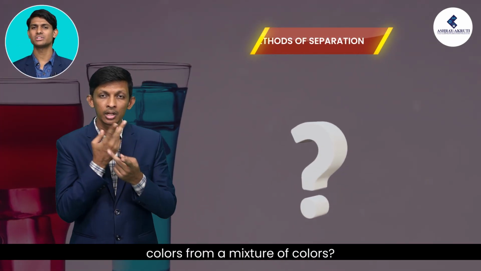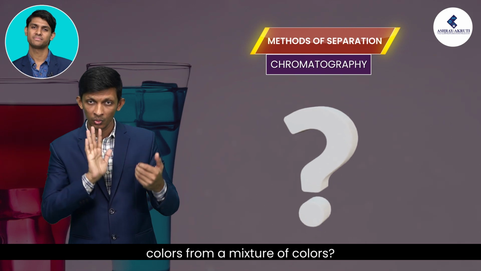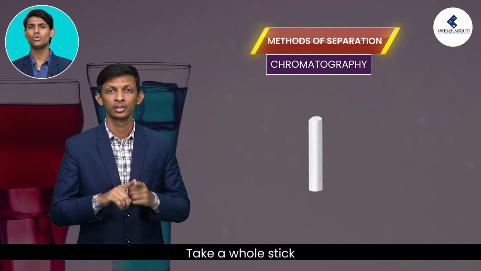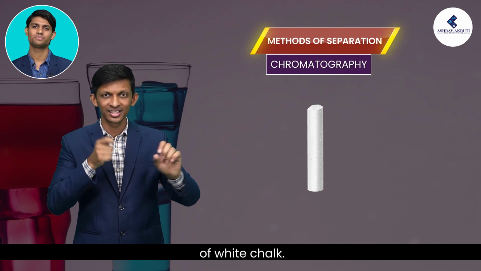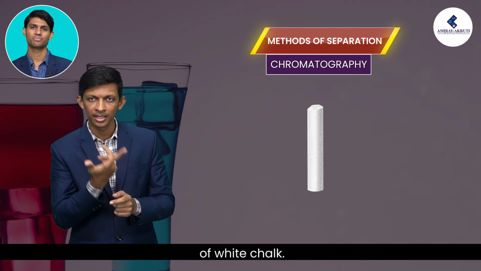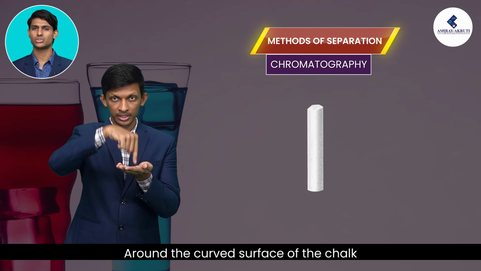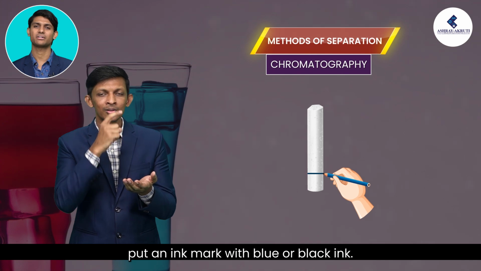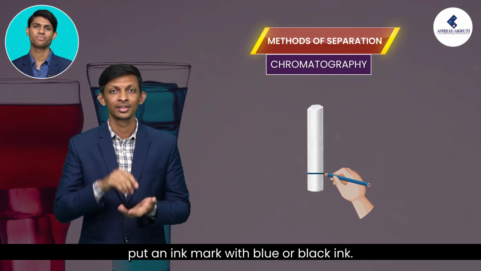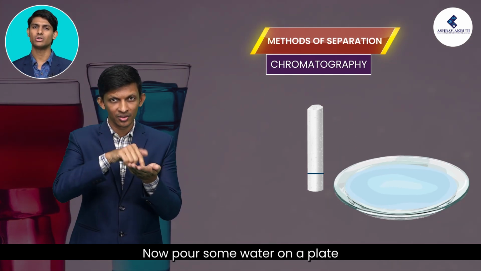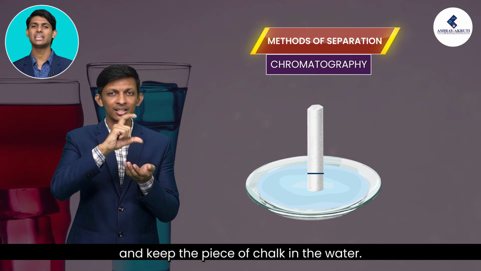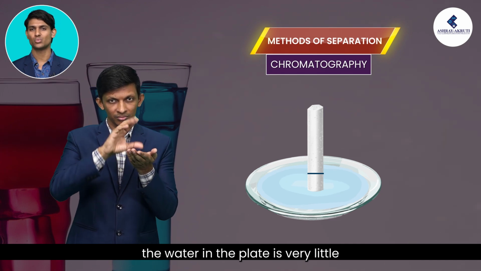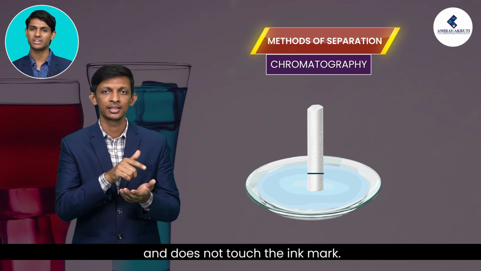Can we separate colors from a mixture of colors? Let us do an interesting activity. Take a whole stick of white chalk. Around the curved surface of the chalk, put an ink mark with blue or black ink. Now, pour some water on a plate and keep the piece of chalk in the water. Ensure that the water in the plate is very little and does not touch the ink mark.